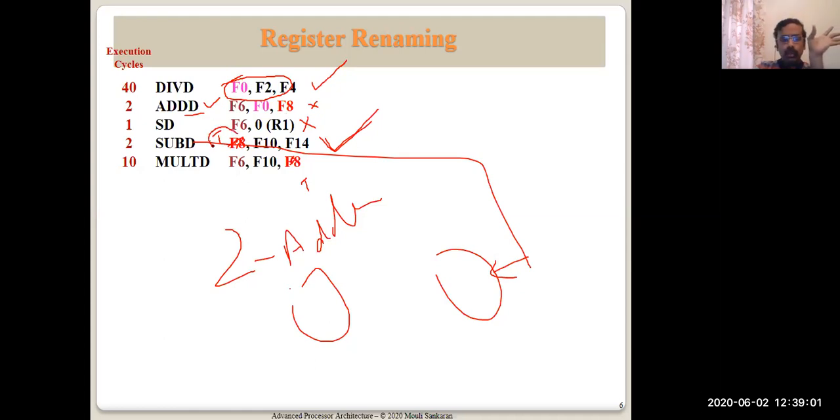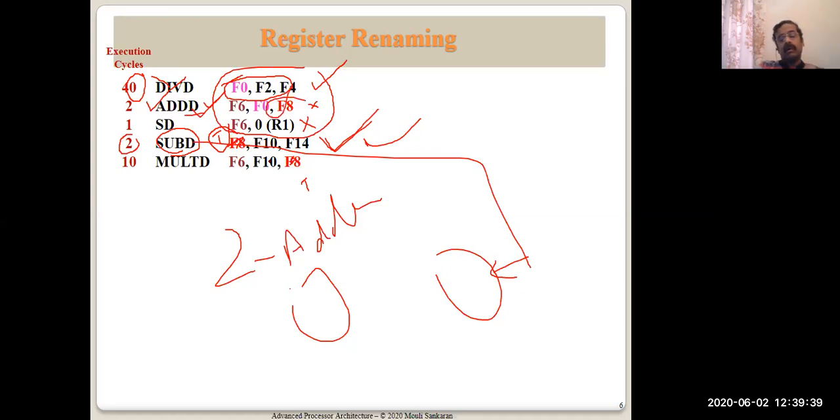But I have introduced a new register, and this instruction is going to write into T, not into F8. So I don't have to worry about this instruction completing before this starts executing. It is only taking 2 cycles, whereas the divide is taking 40 cycles, and only after that can ADD even start executing. So I have removed the dependency between this instruction and that one.